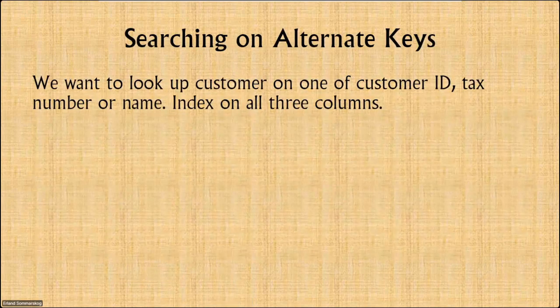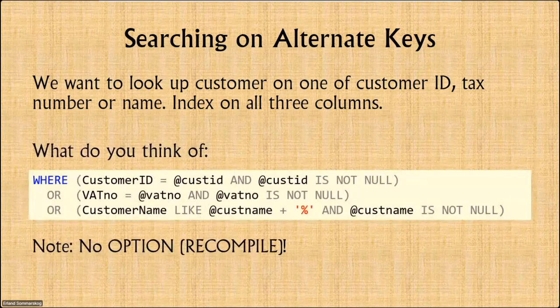Before we move on to Dynamic SQL, we're going to look at a different search pattern, a different search problem for a short while. We want to look up customers in a table. And we could do that depending on what we get, either the customer ID, the tax number, or the name. And all of these columns are indexed. So what do you think about this pattern?